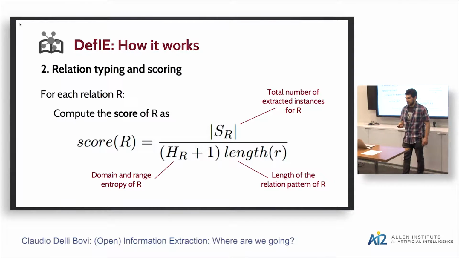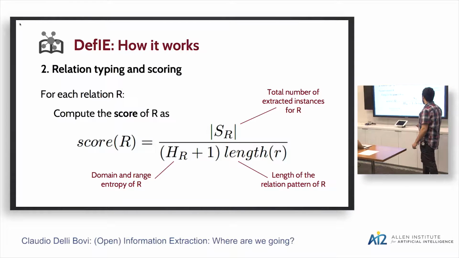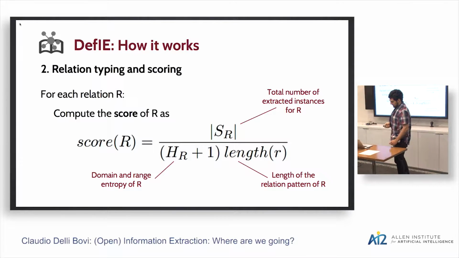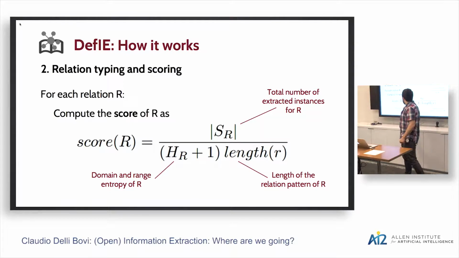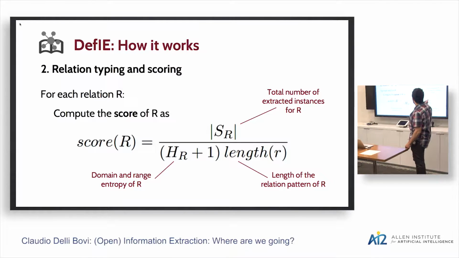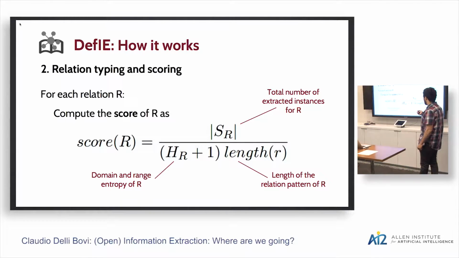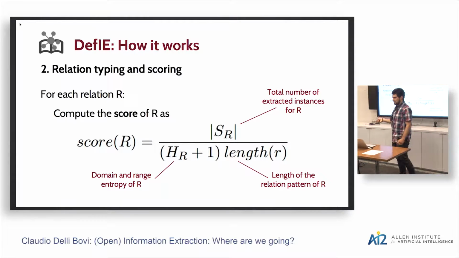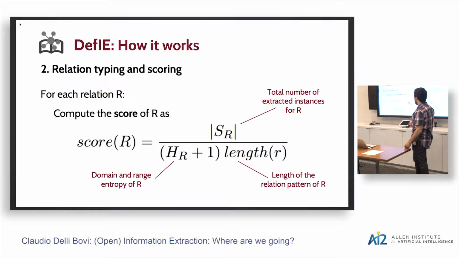If a pattern lets me extract many instances, then I assume that that pattern is correct. And also the length of a relation pattern, because we want to prefer shorter patterns over longer ones. So here you can see the formula. The score is proportional to the number of extracted instances and inversely proportional to the entropy, because low entropy is good and high entropy is bad, to make it short. And also inversely proportional to the length, because the longer the pattern, the more likely it is that it's an error or something like that.